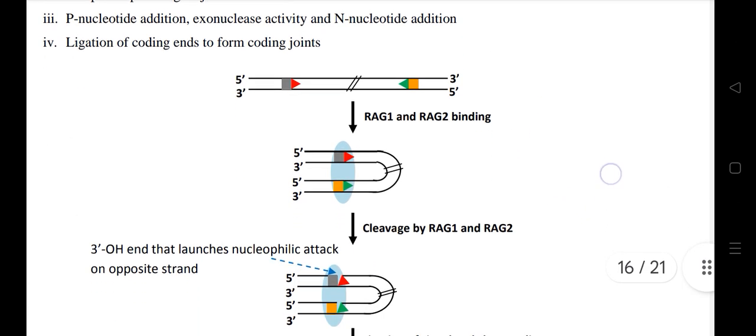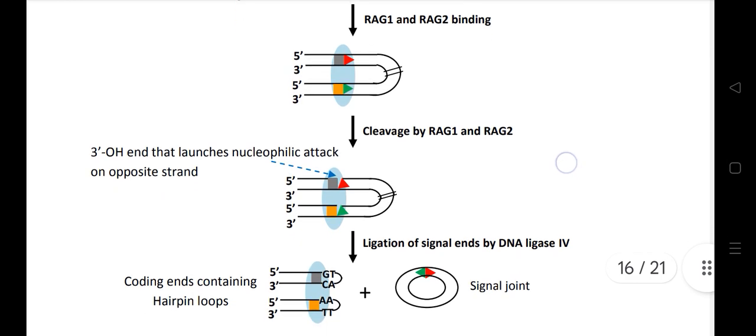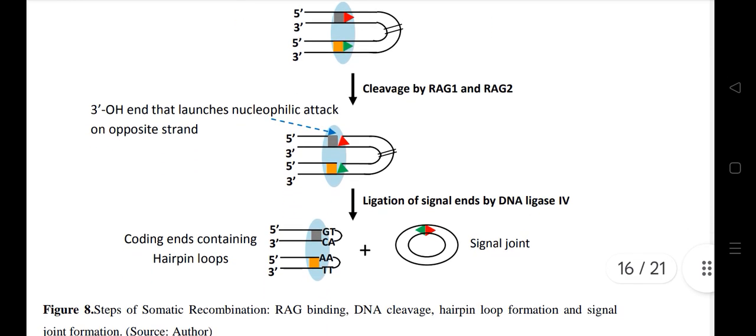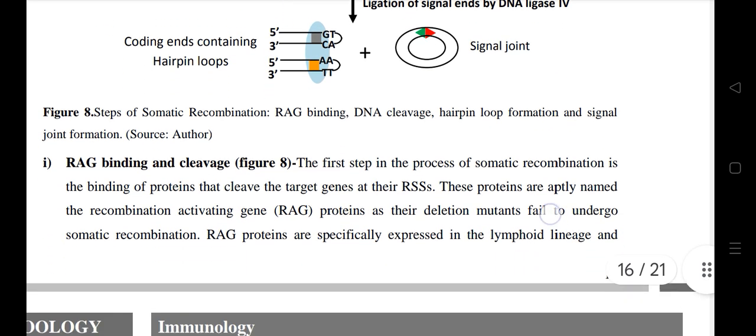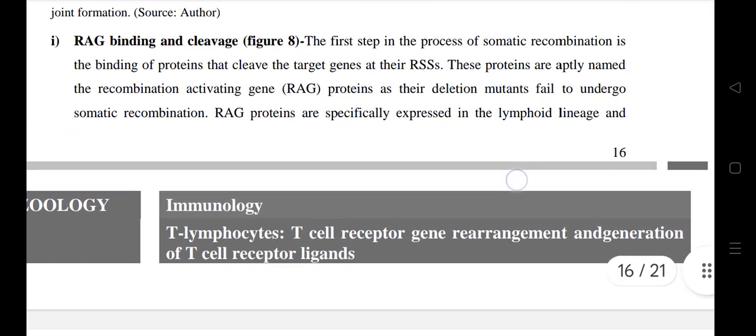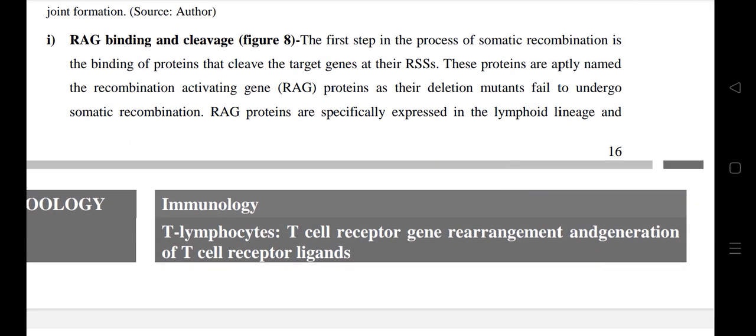RAG1 and RAG2 binding, cleavage by RAG1 and RAG2, 3' OH end that launches nucleophilic attack on opposite strand. Ligation of signal ends by DNA ligase 4, coding ends containing hairpin loops, signal joint. RAG binding and cleavage. The first step in the process of somatic recombination is the binding of proteins that cleave the target genes at their RSS.